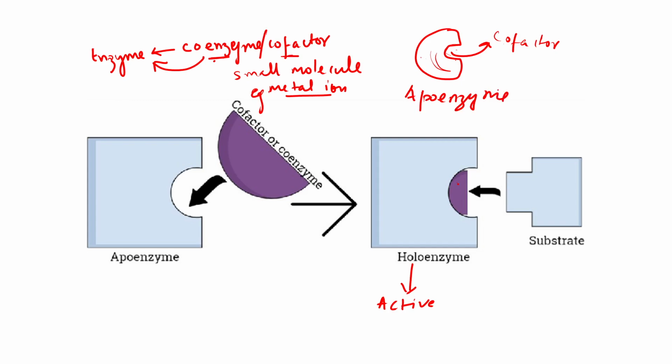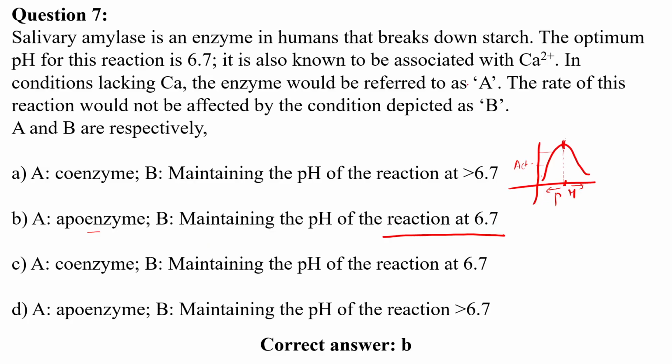Okay, that is called apoenzyme. If you see in this question, it was said that some salivary amylase is known to be associated with Ca2+. So this amylase enzyme is known to be associated with calcium. Now amylase plus calcium is the active form of the enzyme. Okay, amylase plus Ca2+, it is active.